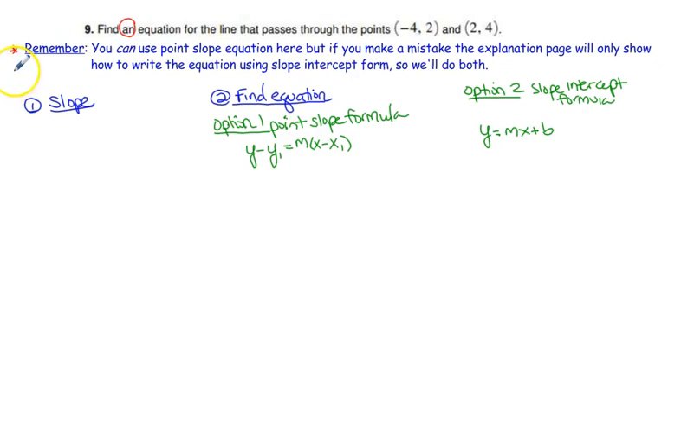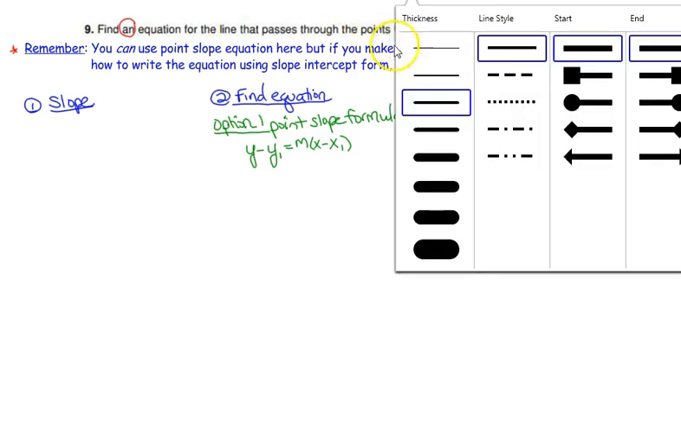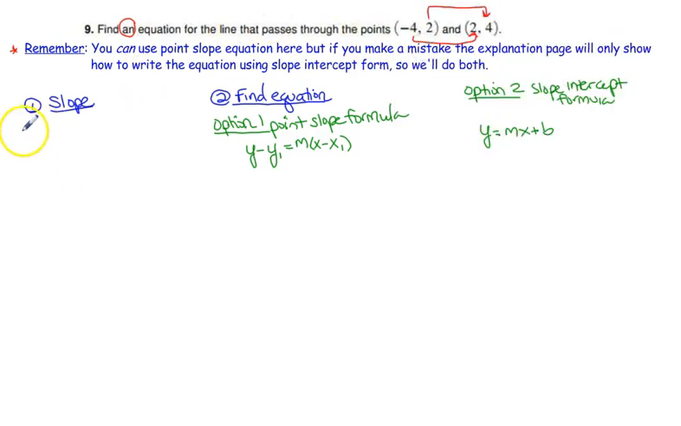Either way though, the first thing we need to do is calculate slope. So change in y, change in x. And this time, just to show that it works either way, I am going to go left to right this time. So I have m equals 2 minus 4 over negative 4 minus 2. 2 minus 4 is negative 2, negative 6, and I get a slope of 1/3.